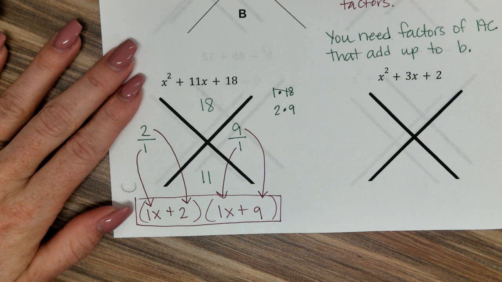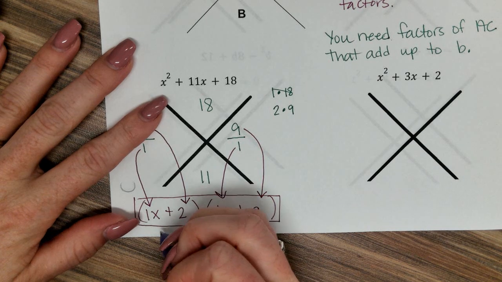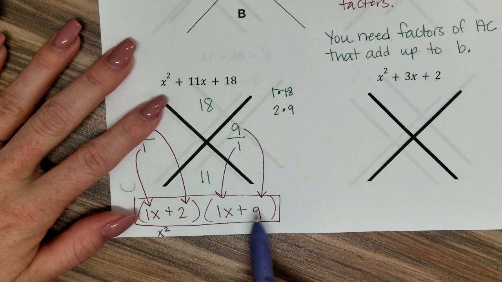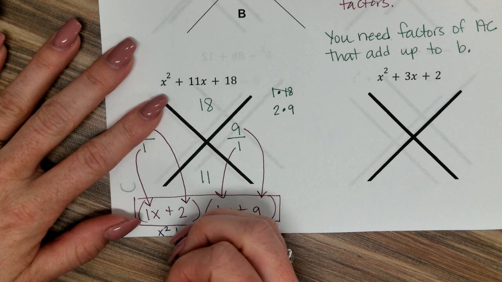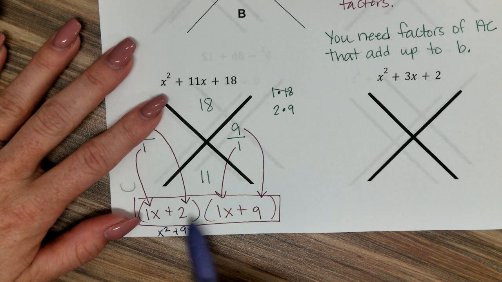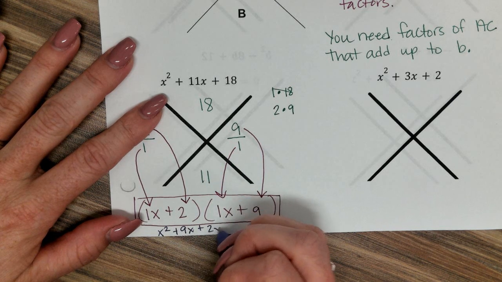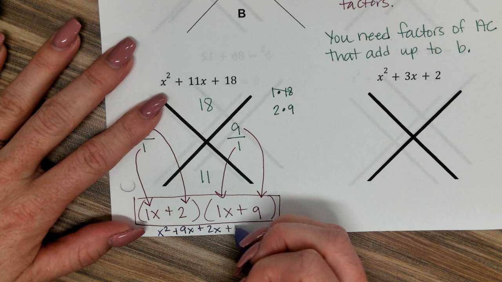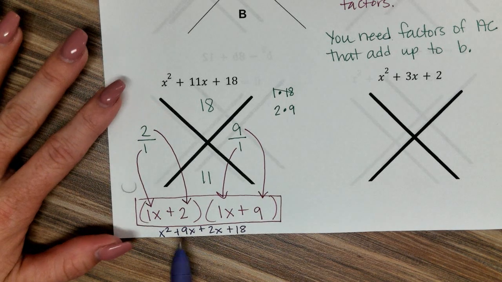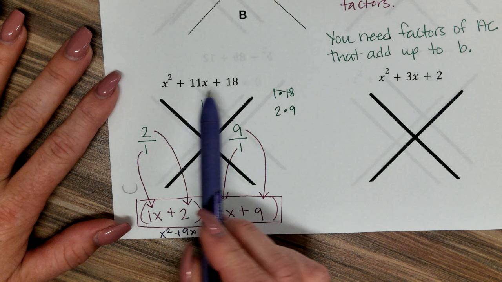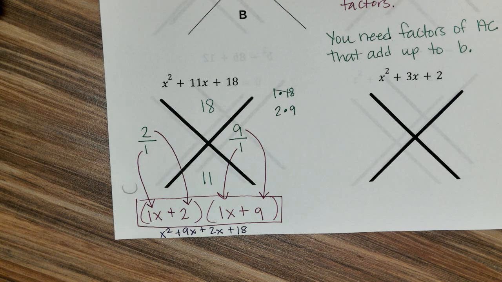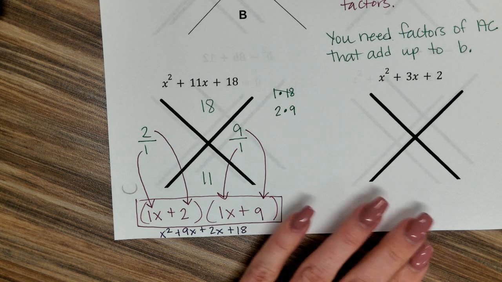First, what's x times x? X squared. Outer, what's 1x times 9? So plus 9x. Inner, what's 2 times 1x? 2x. And last, what's 2 times 9? If I simplify this, would it give me this? Yes, so I factored it correctly. Easy? All right, let's do this one.